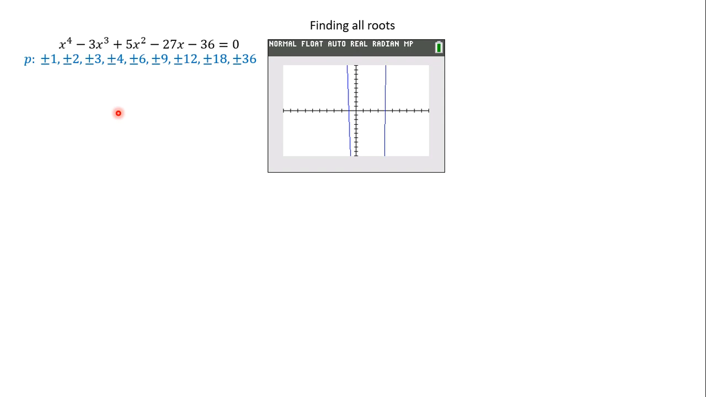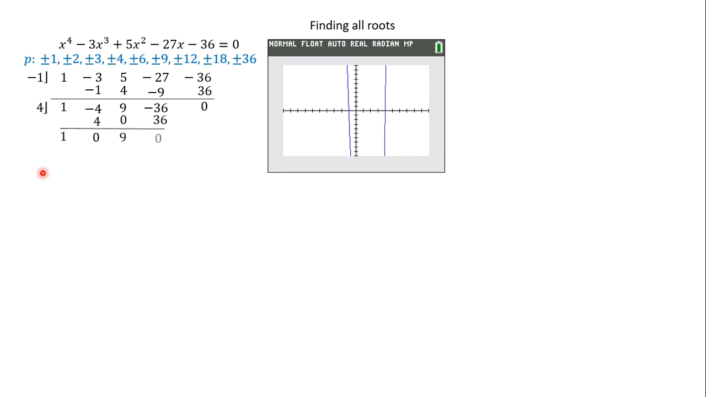So, let's try with -1. We have the 1, we can bring it down, multiply, add, multiply, add, multiply, add, multiply, add. Hey, look at that, -1 worked. What a great guess. Now that we have this piece, we need to do it with 4. So, bring it down, multiply, add, multiply, add, multiply, add. And look at that, 4 worked as well. How super. And now we have a quadratic.